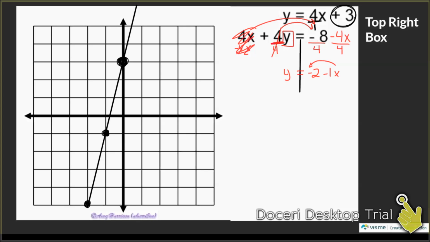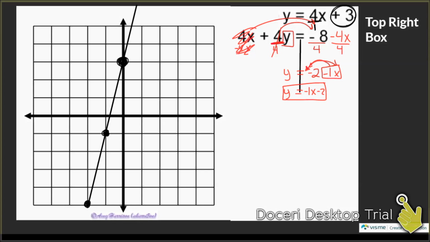Our final step is we have to switch these around. Remember, when we switch them, everything goes with it. So the signs also move. So that negative that's in front of the 1x moves to the front, and then we just slide everything back. So it's saying y equals negative 1x minus 2. And then we should have graphed this graph.